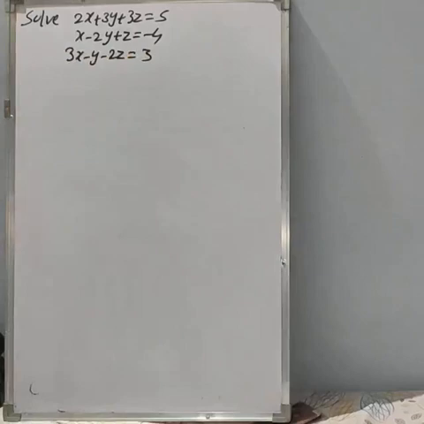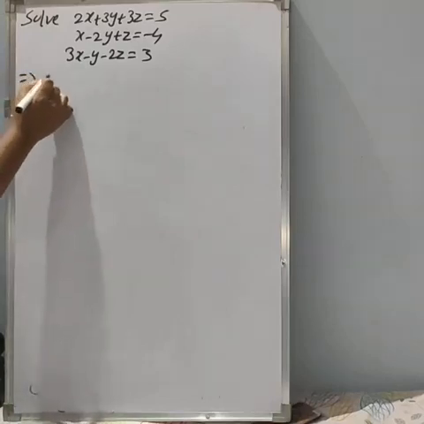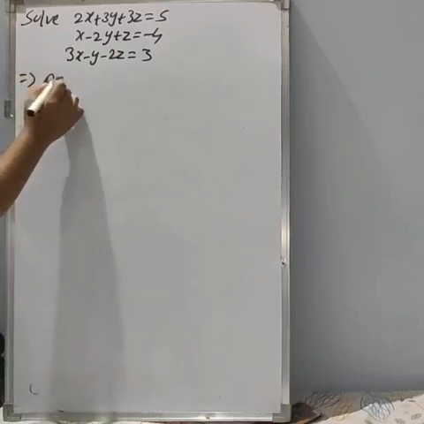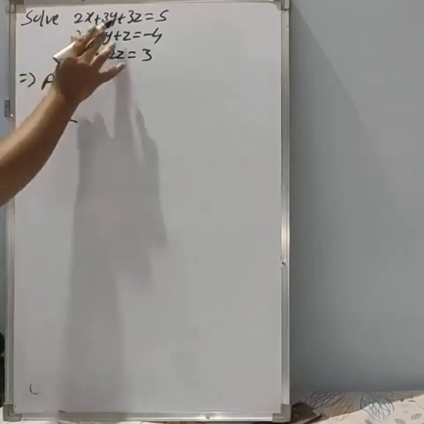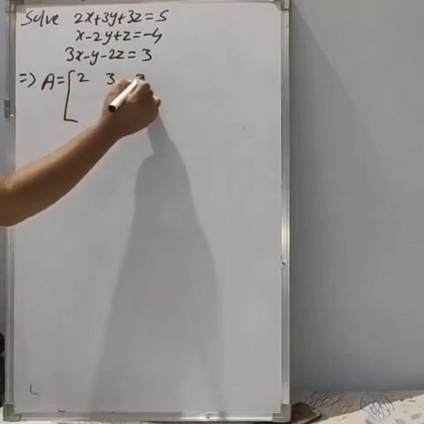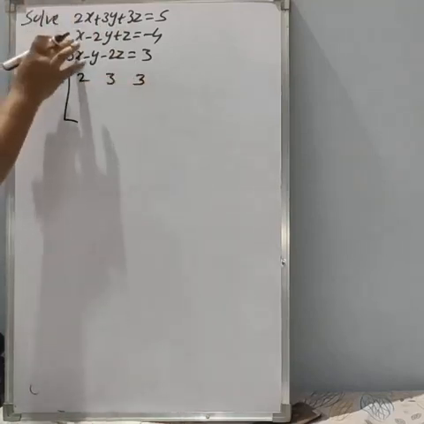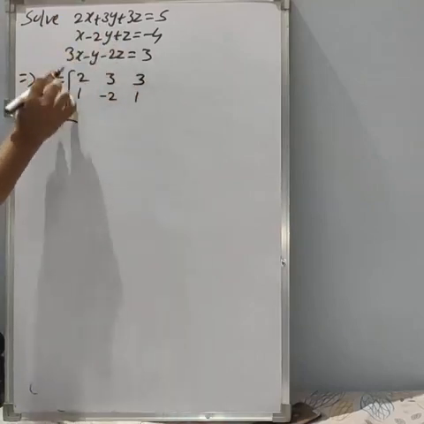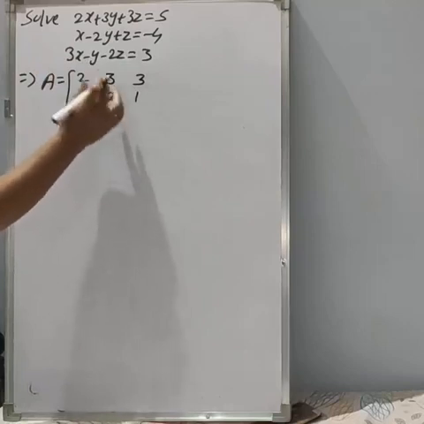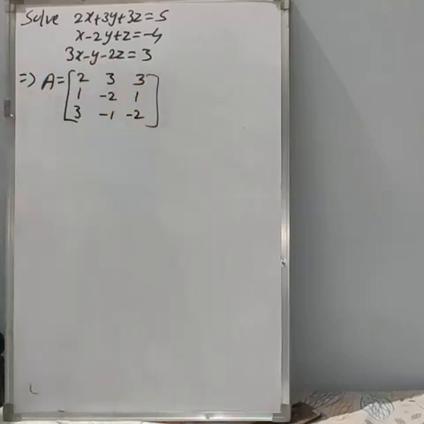Okay. 2x plus 3y plus 3z is equal to 5. x minus 2y plus z is equal to minus 4. 3x minus y minus 2z is equal to 3. So again we have to write the matrix A, matrix X and matrix B. Here the matrix A is of order 3, because we have 3 equations. First numbers are 2, 3, 3 using equation 1. Now using equation 2, here we have 1, here we have minus 2, here we have 1. Next, here we have 3, here we have minus 1 and here we have minus 2. So this is matrix A.